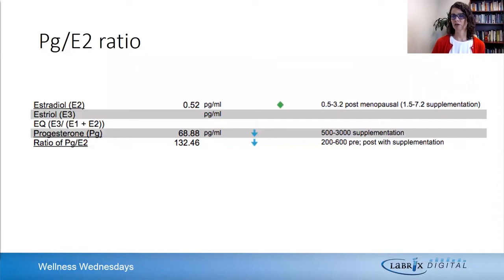And the ratio is 132.46. We'd like to see that somewhere between 200 and 600, because that's what John Lee found as being the range where women's symptoms improved and their health received the most benefit. So again, we're shooting for the PGE2 ratio to be in that 200 to 600 range.